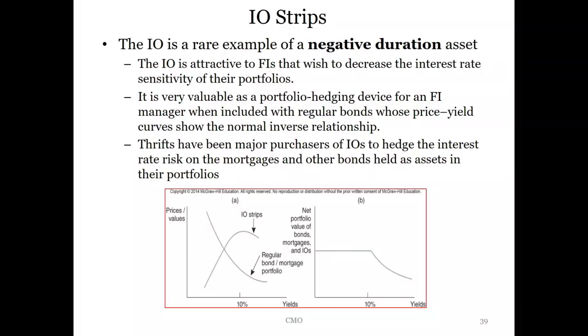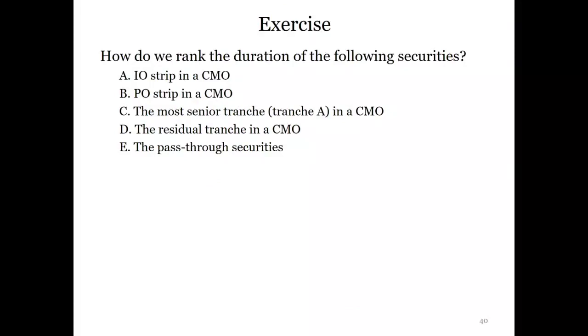Make sense? Yep. All right, so let's do an exercise. And now it's a lot of information for you to absorb. So we've talked about so many types of asset-backed securities. They all have their own features. Class A, B, C, Z are pass-through securities, IO strip, PO strip. So the question says, let's rank the 5 securities by their duration. So let's start with the lowest ones. So which one of these securities has the lowest duration?